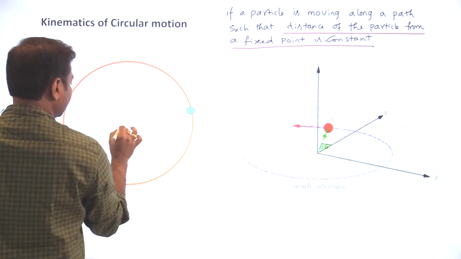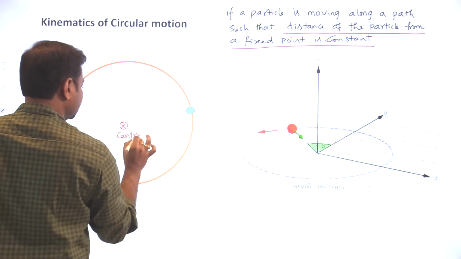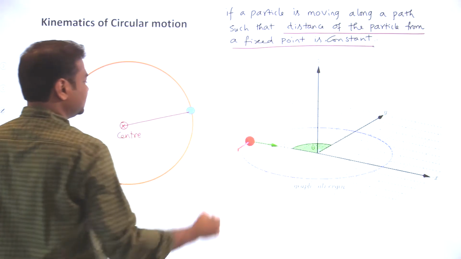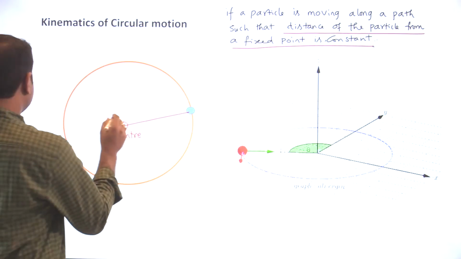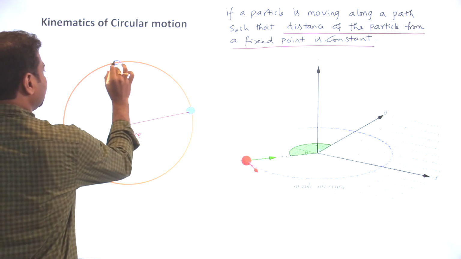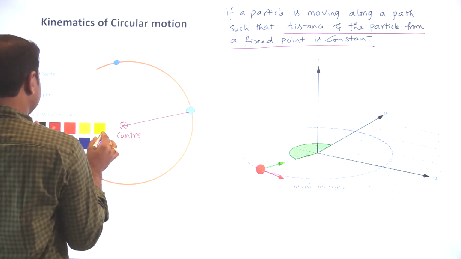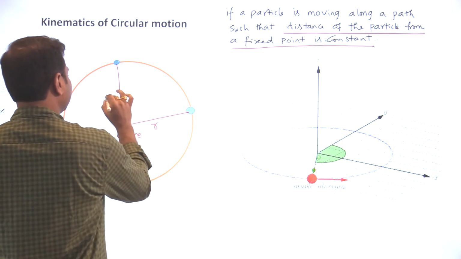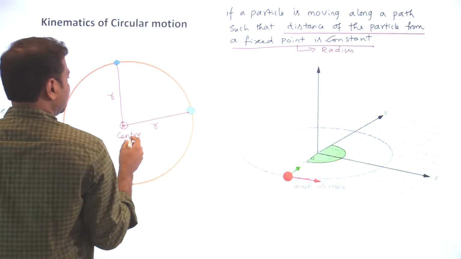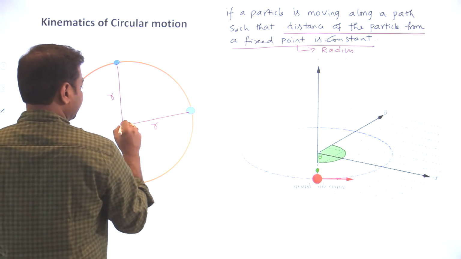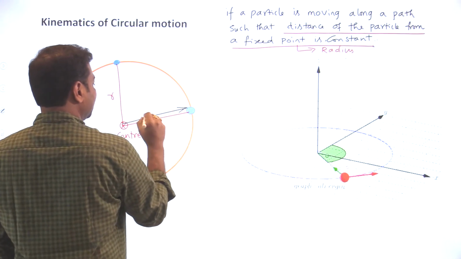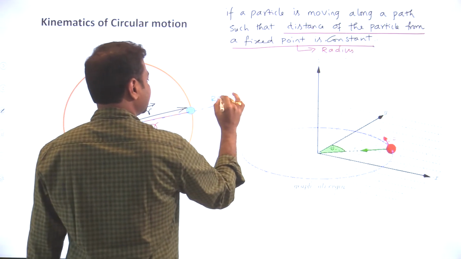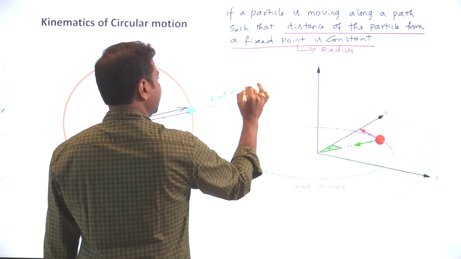That fixed point we call the center. The center is the fixed point. From the center, the distance of the particle is always constant. So even if the particle goes to here, the distance of the particle from the fixed point is constant. That constant distance we call the radius. Now, if you draw a vector from the center to the particle, we call it the radius vector. This direction we call the radial direction.